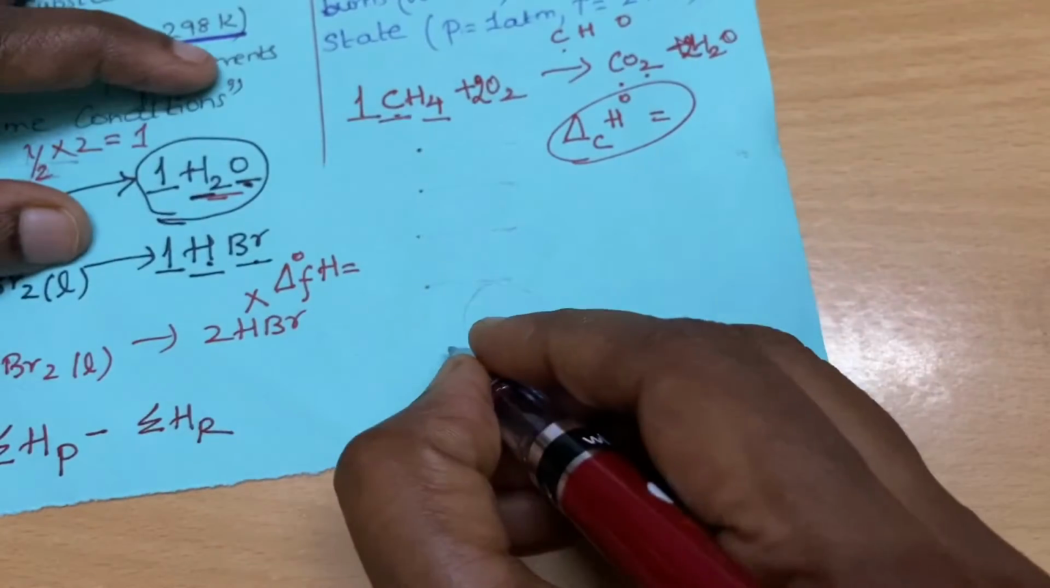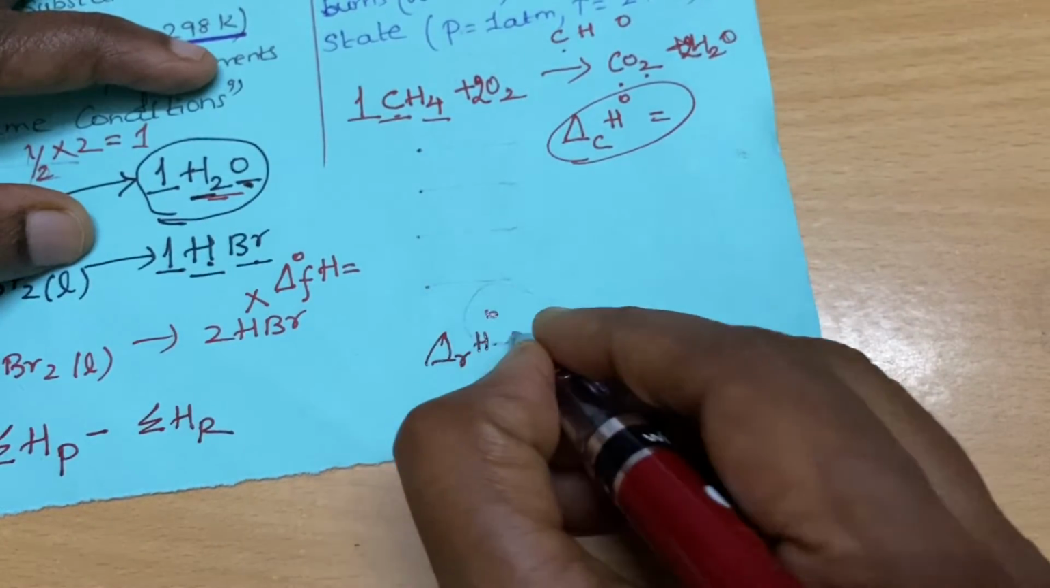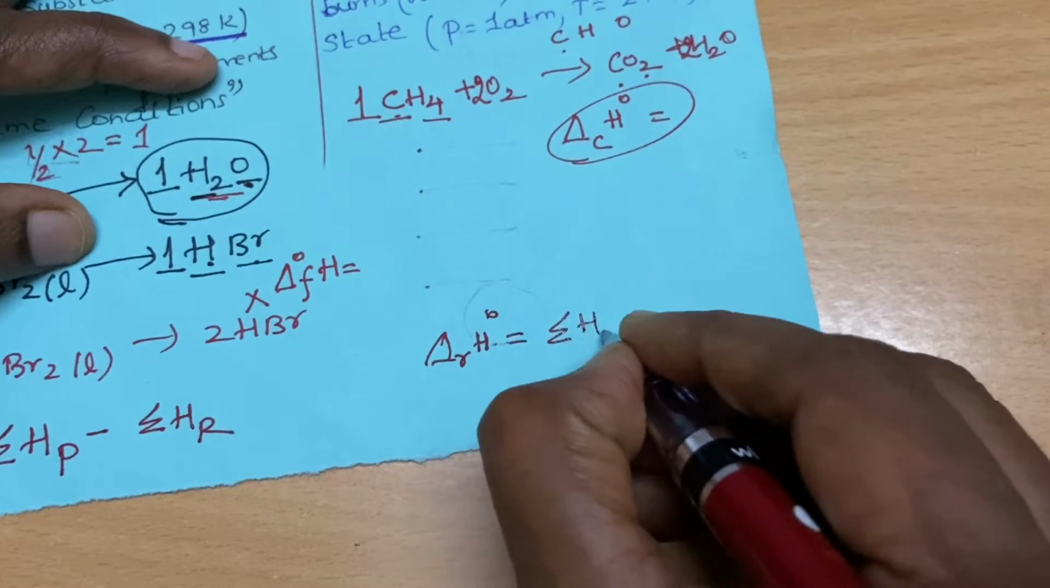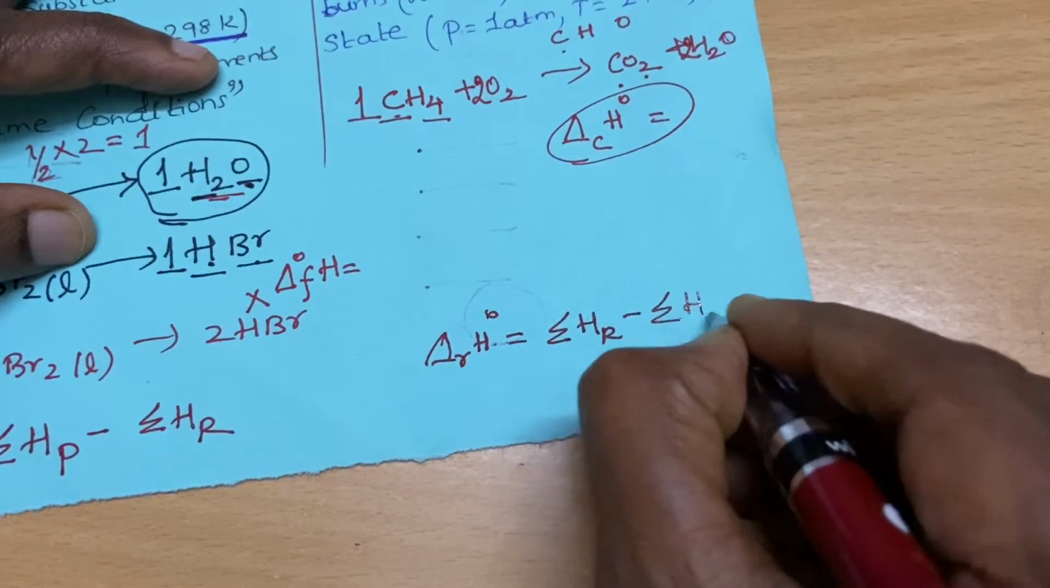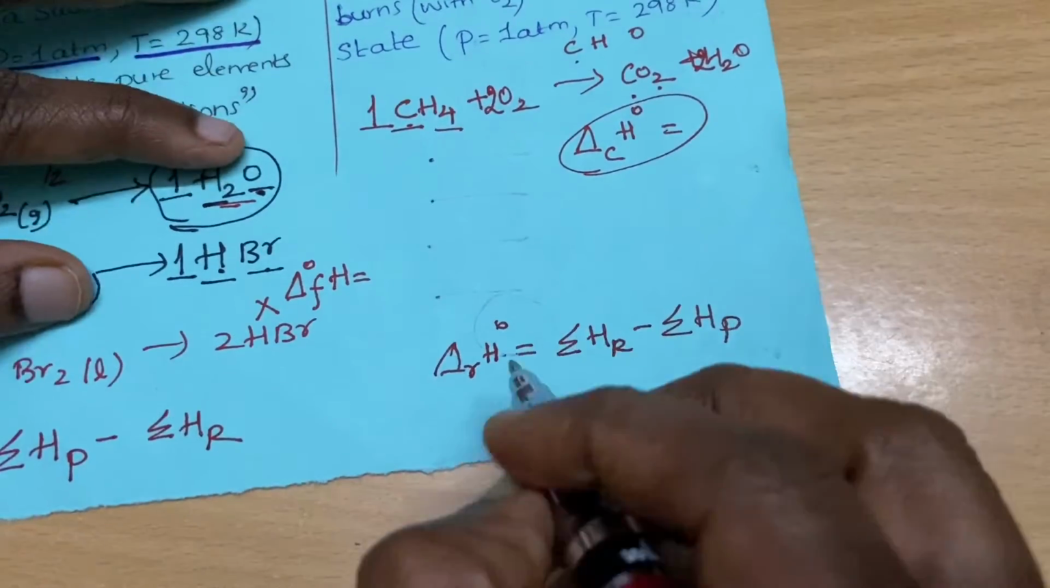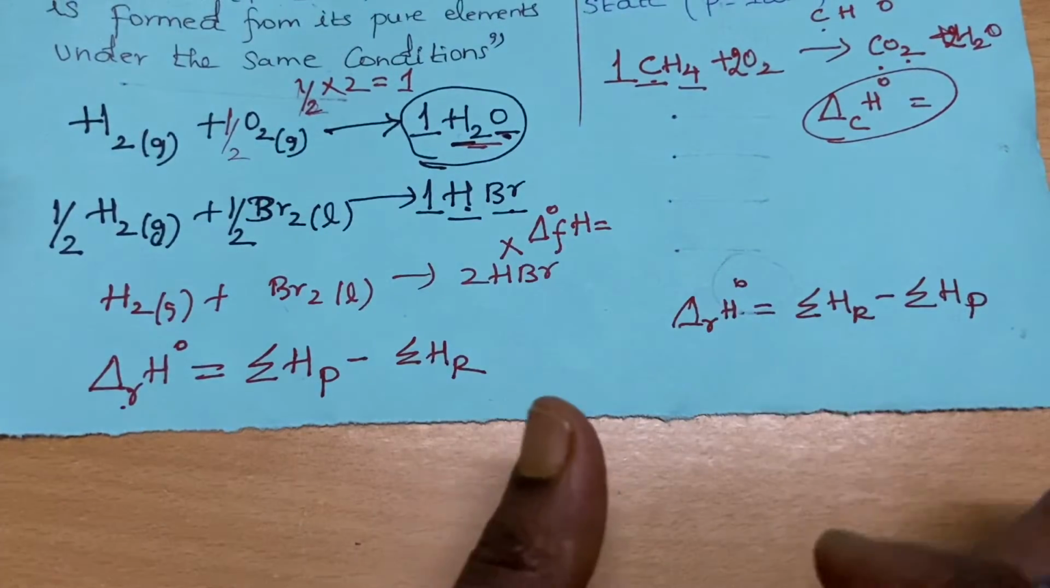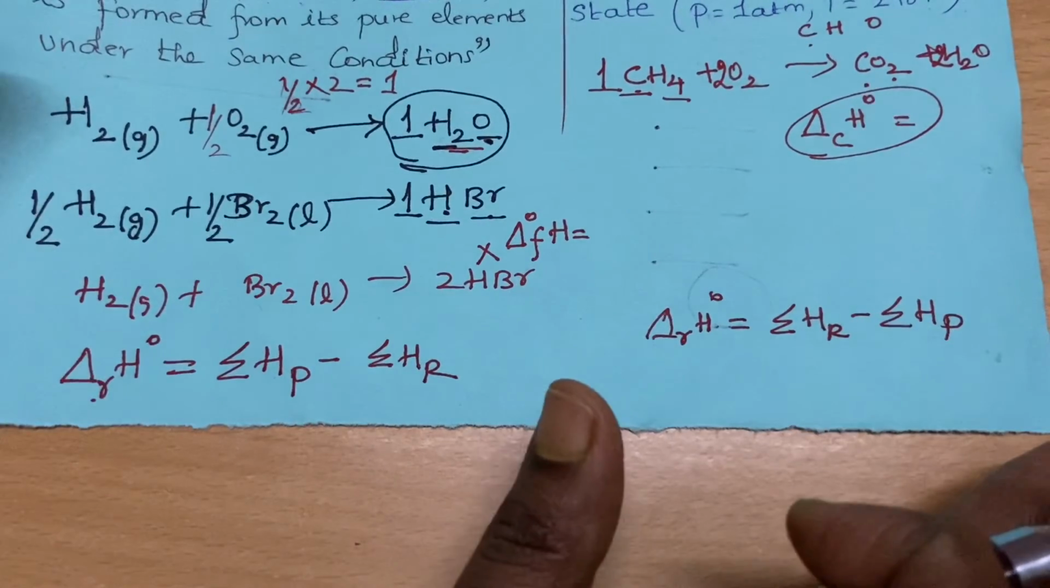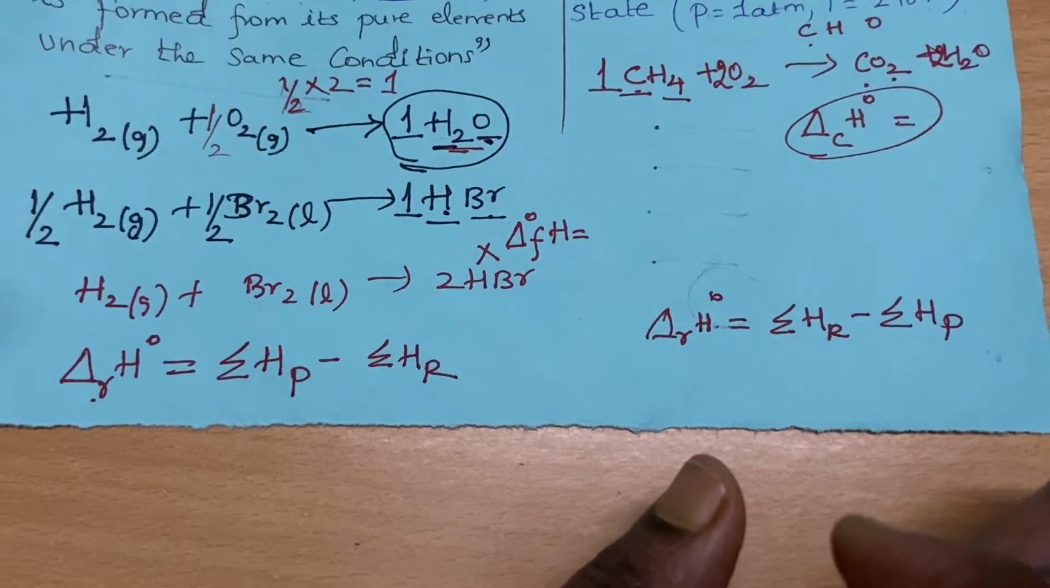Okay, here it is opposite. The enthalpy of the reaction is equal to sum of the enthalpies of the reactants minus sum of the enthalpies of the products. Okay, so you don't have to worry. We are going to solve numericals based on this formula and you will get to know it.